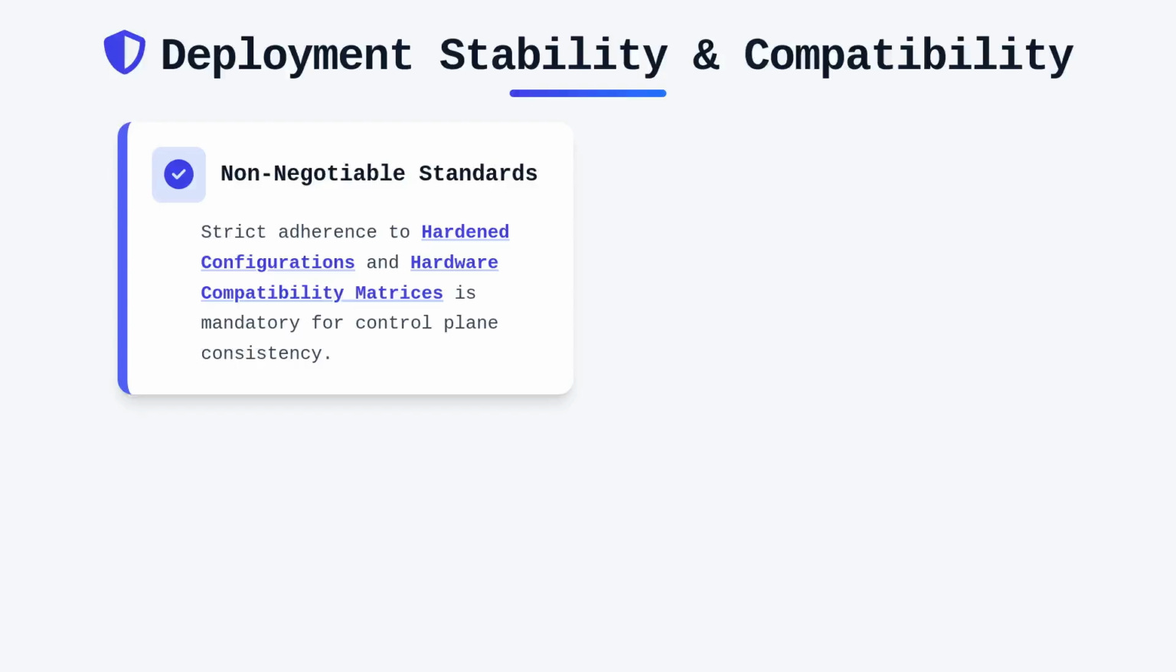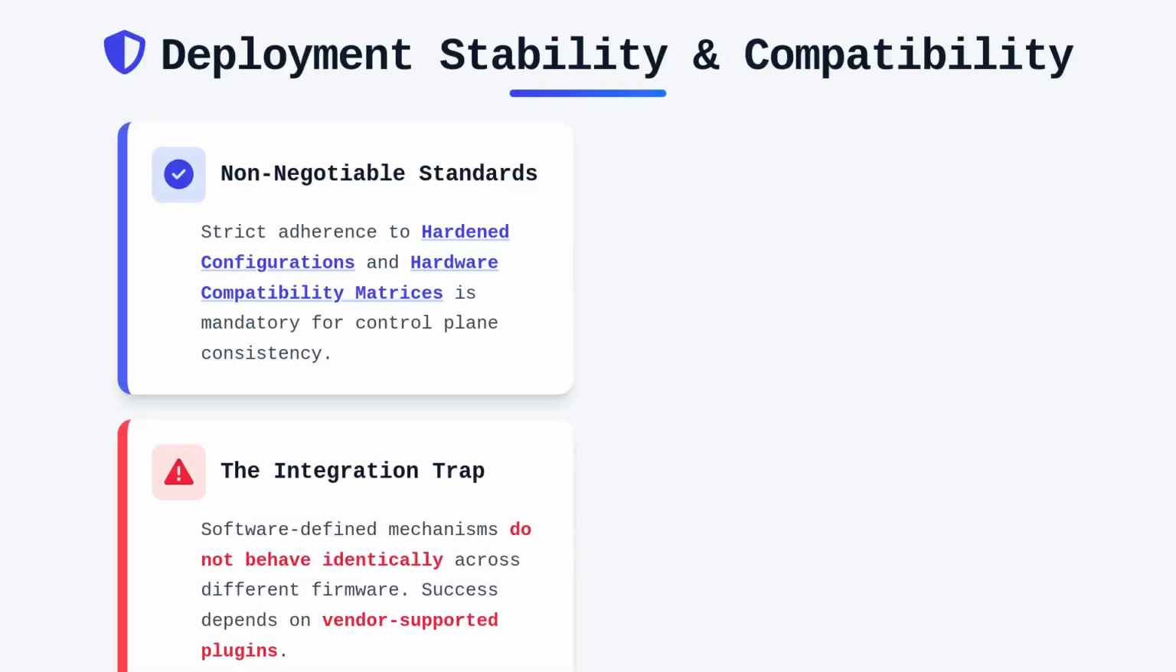Hardened configurations and hardware compatibility matrices must be strictly adhered to during the deployment phase to ensure consistent behavior across the control plane. Many administrators make the error of assuming that all software-defined control mechanisms function identically across different versions of the underlying firmware. This is rarely the case, as the integration between the SDN controller and the hardware switches often relies on specific vendor-supported plugins.